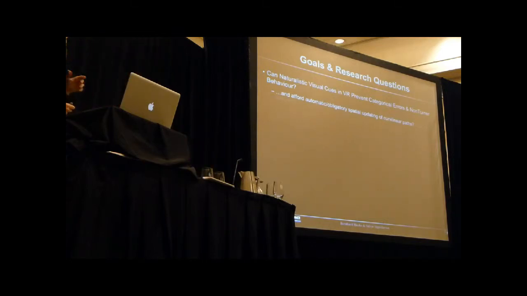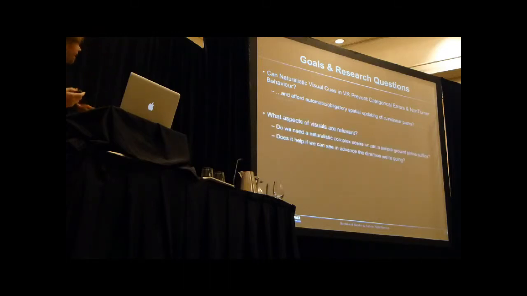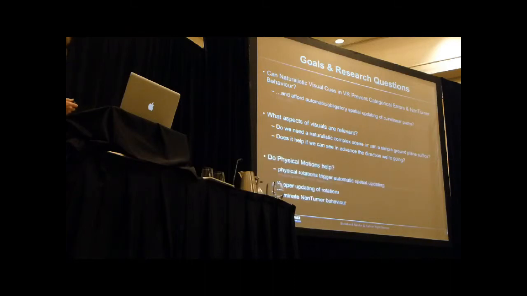So here's a couple of the research questions we had. Can using virtual reality prevent heading errors and non-human behavior, maybe by affording automatic obligatory spatial updating of their orientation while they're moving? And how much of these visual cues do we really need? Do we need fully realistic, naturalistic cues that people know? Or would it be sufficient to just use star fields, or just give them a ground plane, maybe a little indication of where they're going? And how important are these physical motion cues? Do we really need them? How much of them do we need? And do they really trigger obligatory spatial updating as the spatial updating literature claims?